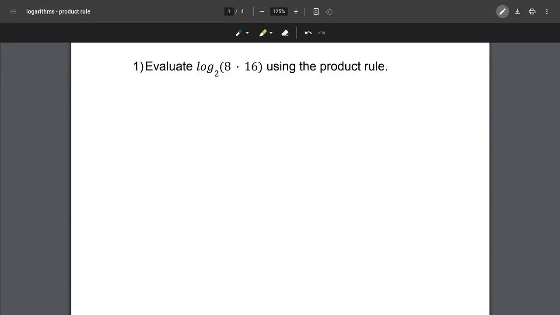In this video, I'm just going to introduce you to the product rule for logarithms. I'm going to use numbers just to illustrate why this works, and we'll go through a few examples. So let's start with the first one. We've got log base 2 of 8 times 16.